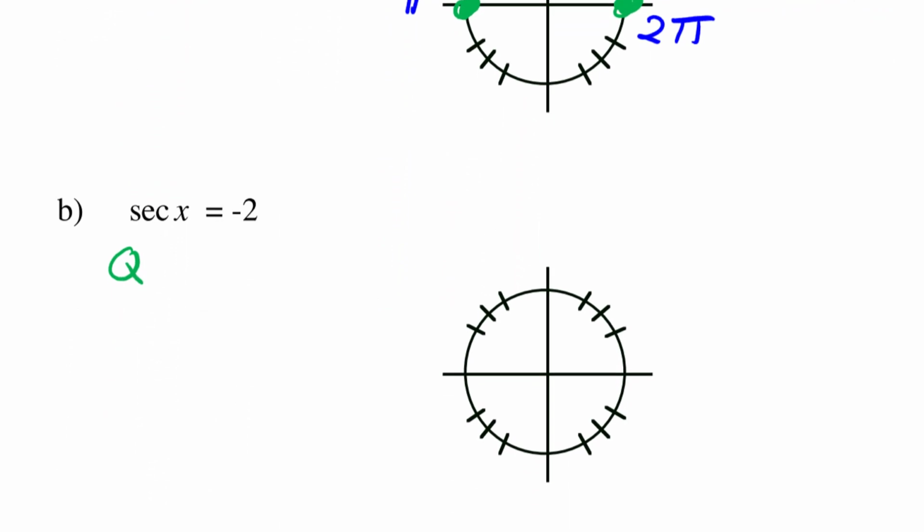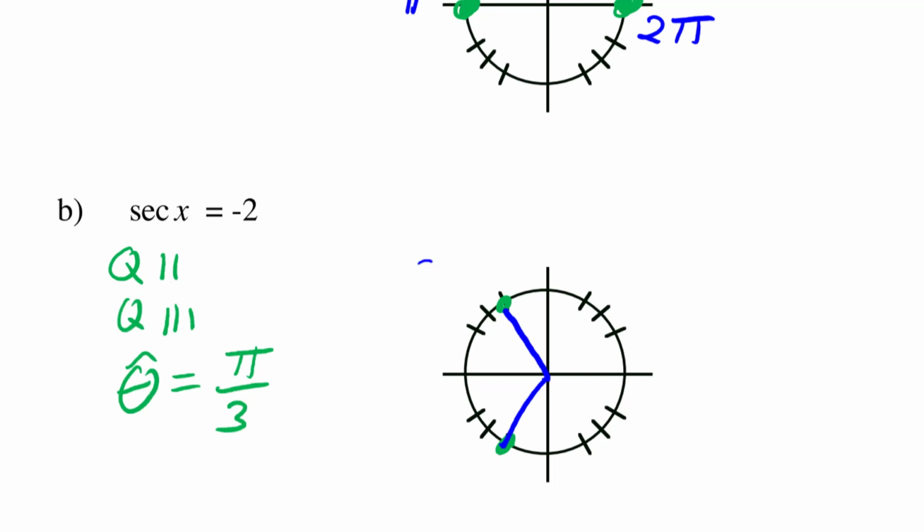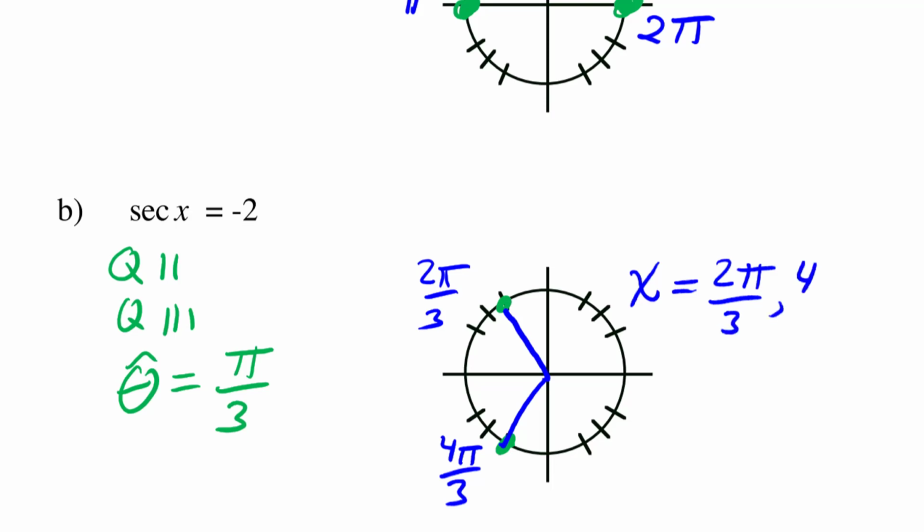In this equation, secant of x equals negative 2. Secant is negative in quadrants 2 and 3, and secant is 2 at 60 degrees, or pi over 3, so theta hat is pi over 3. But in quadrants 2 and 3, those values are 2 pi over 3 and 4 pi over 3. x equals 2 pi over 3, 4 pi over 3.